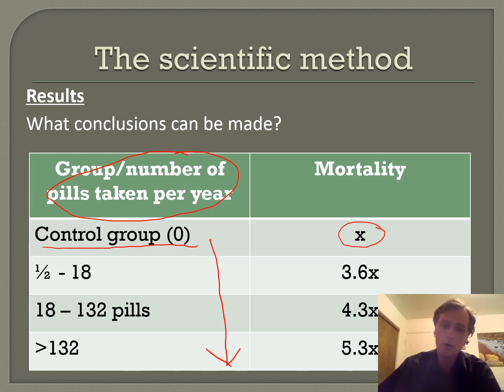The control group is just your average person, and what we're interested in, the dependent variable, is mortality. So the control group is used as a comparison. Basically, how many people in a random population are likely to die every year? Well, X number. I've just used the number X to simplify things. And what we see here is that if we look at a group of people who took between half and 18 sleeping pills per year, their mortality was 3.6 times higher. And then as we go to increasingly more sleeping pills taken, the data is pretty clear: more and more mortality.